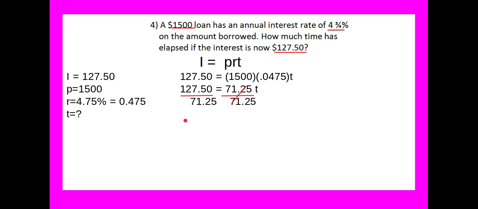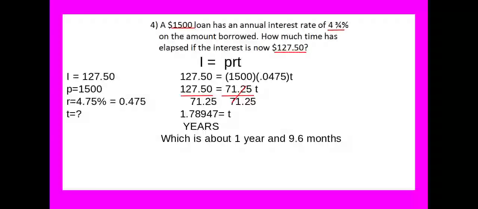Lastly, we cross that off and we calculate in our calculator 127.5 divided by 71.25 and we get 1.78947 years, which is approximately about 1 year and 9.6 months. So these are all the different types of interest problems you're going to get.